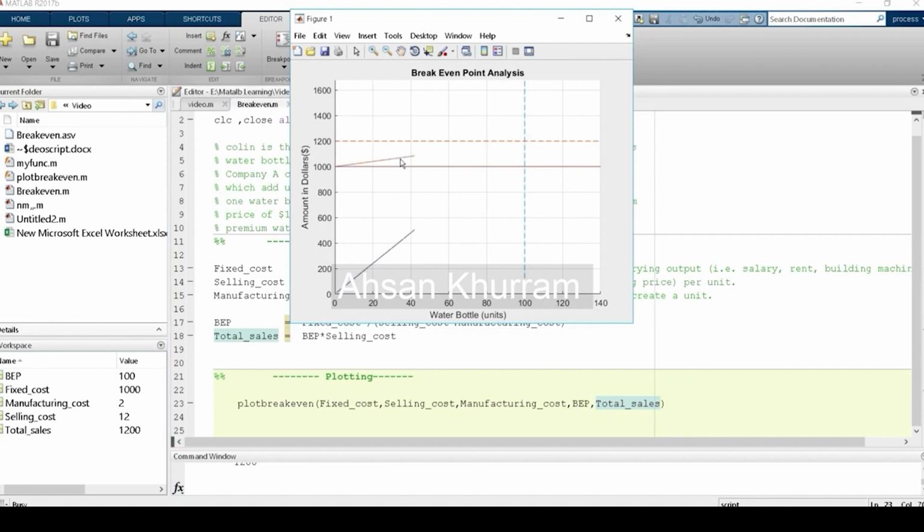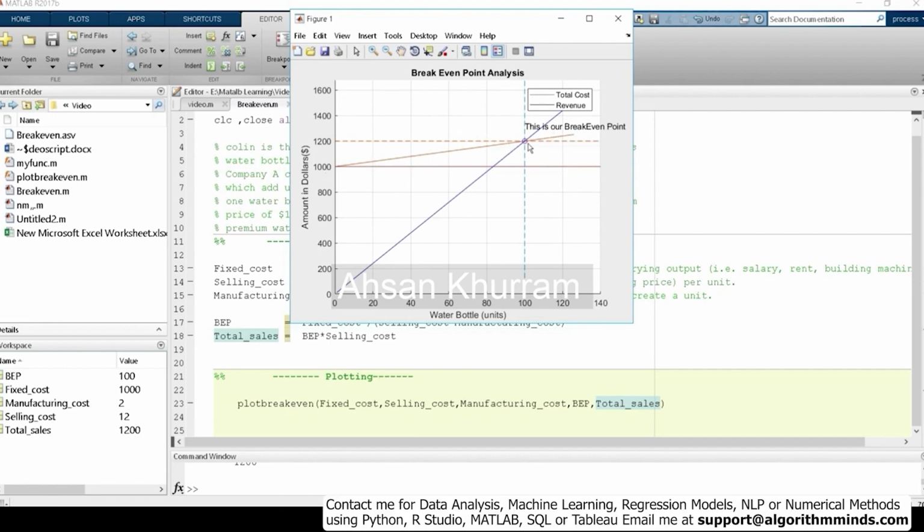Now you can see we can graphically visualize our problem, and we can see how it reaches our break-even point. In this graph, the x-axis is the water bottle units and the y-axis is the amount in dollars. We have a fixed cost, and then we have our total cost, which is the fixed cost plus variable cost. The marker here indicates that we have achieved our break-even point at 100 units sold.